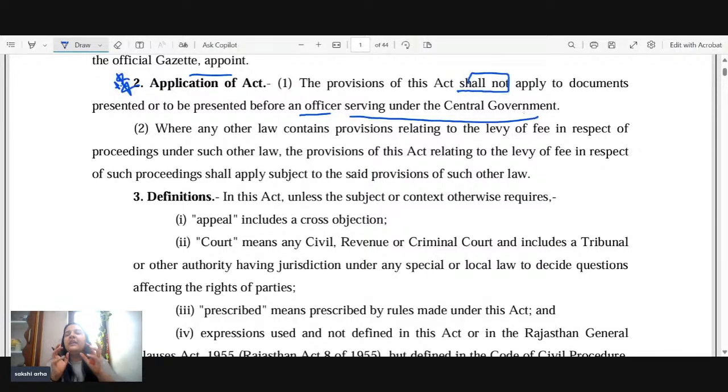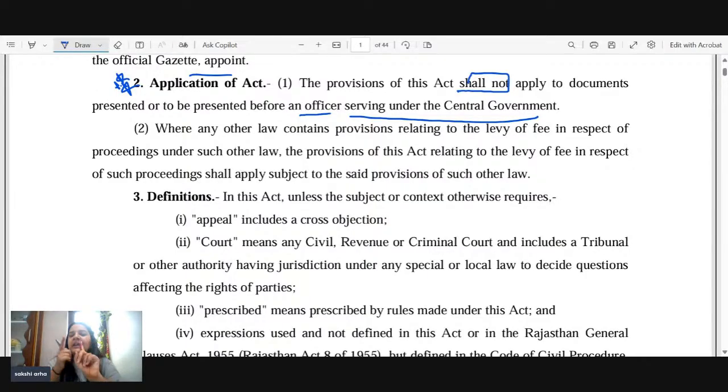Okay, so if any document is presented before the officer of the central government, or it is presented by the officer of the central government, उनके सामने भी आप कर रहे हो या वो खुद ही कर रहे हैं. In both these two cases, this chapter will not have any application, or this Act will not have any application.